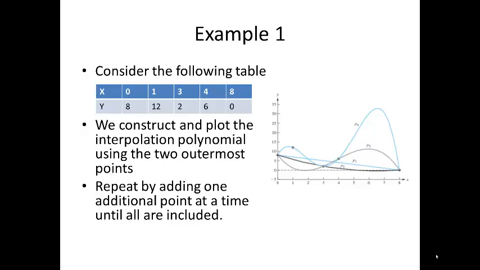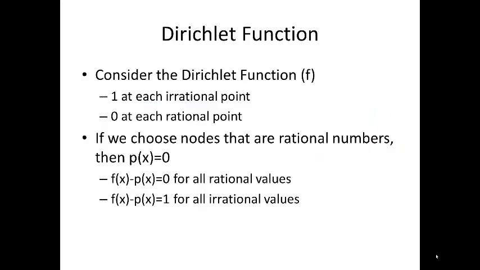In order to do that, let's take a look at another pathological example that will help further motivate us. This one is called the Dirichlet function. The Dirichlet function takes on 1 at each irrational point, things like pi, square root of 2, it'll take on a value of 1. And it'll take on 0 at each rational point. So if we put in 1, it'll give us a 0.